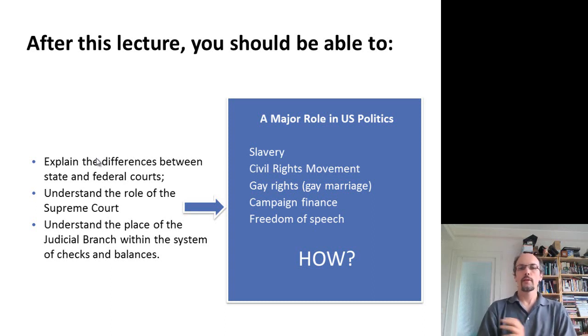Welcome to the fourth and final lecture regarding American institutions. In this lecture, I'll be dealing with the judicial branch of the federal government, that is mostly the Supreme Court. The objectives of this lecture are as follows. After listening to the videos, you should be able to explain the differences between state and federal courts, understand the role of the Supreme Court, and understand the place of the judicial branch within the system of checks and balances.